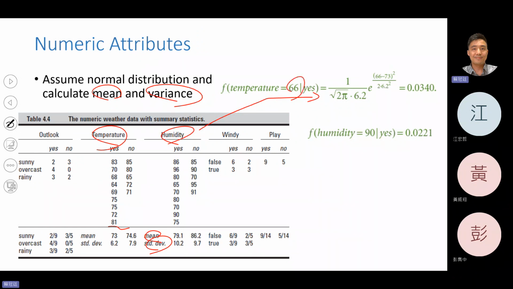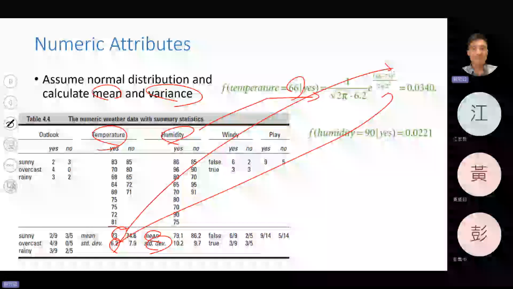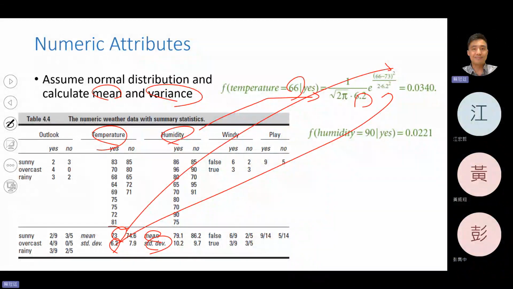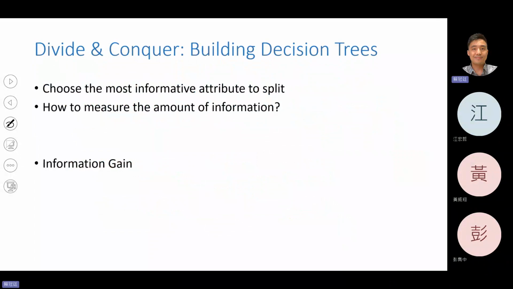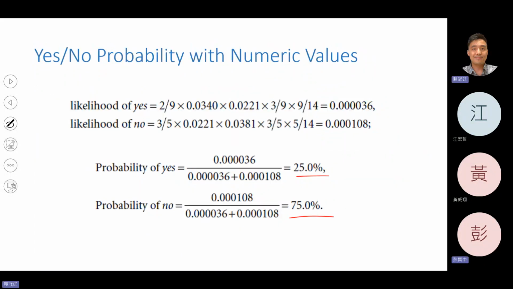So the temperature is 66, the mean is 73, and the variance is 6.2. Then you can calculate the probability the same way. So now you can use both the nominal data and the numerical data to calculate the naive Bayes algorithm, right? And the result is very similar to our previous result with nominal values.